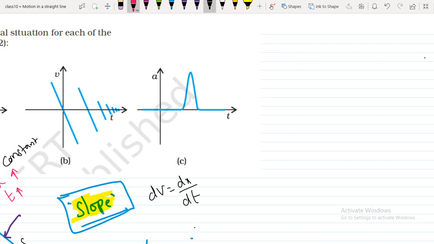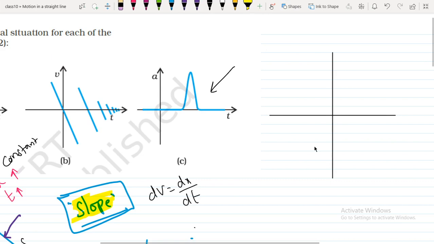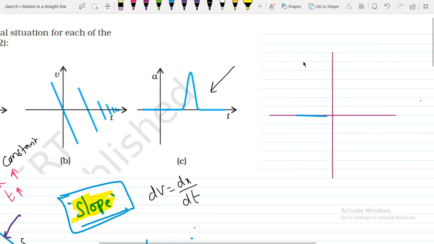Coming to the third graph, this is acceleration versus time. The graph shows sharp lines. As time increases, the acceleration is constant up to here. Then after here also the acceleration is constant. But suddenly the acceleration increases from here to there. The acceleration peaks. So this is acceleration versus time.